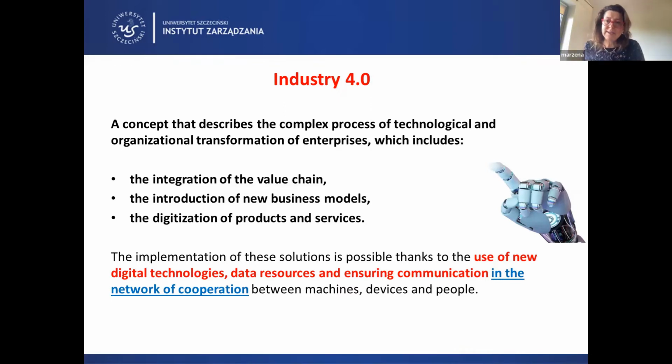So as you can see, this value chain and a new activity of value with value added component are very important. We have to see that these solutions are possible, of course, thanks to the use of new digital technologies, data resources, and new forms of communication. But we have to understand that as a network of cooperation. This network of cooperation and communication, what is new, is between people, machines, and devices.